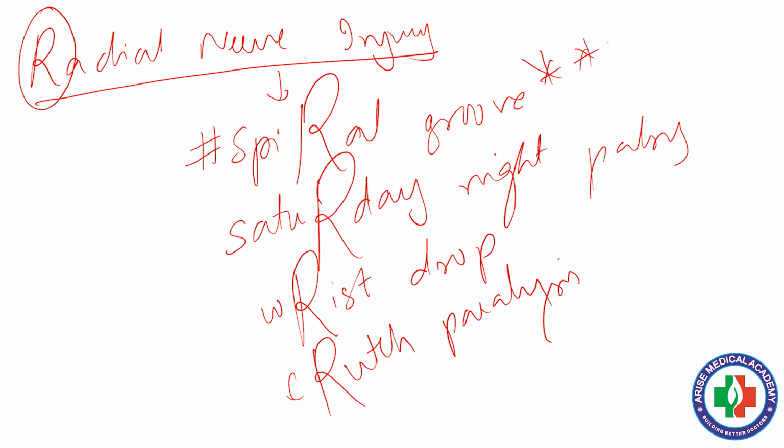So everything posterior, everything P, the letter P: posterior trochlear nerve, profunda brachii artery, posterior cutaneous nerve of arm, posterior cutaneous nerve of forearm, posterior muscles of the arm, posterior muscles of the forearm, everything posterior in the upper limb is what? Radial nerve.